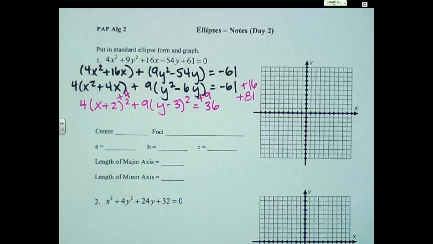Okay? Because it's an ellipse now, what are we going to do next? Divide everything by a 4, a 9, or a 36? A 36. Good job. Divide everything by 36 because we want it to equal 1. So go ahead and do that.